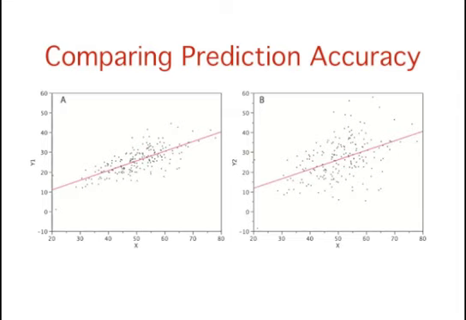These are two regression examples. You can see that in the graph on the left, the points are closer to the line than they are in the graph on the right. Therefore, the predictions in the graph on the left are more accurate than they are in the one on the right.